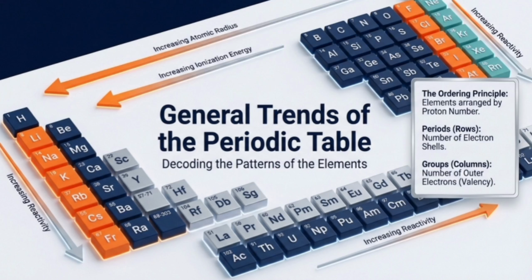You know the periodic table, right? For most of us, it's just this giant chart of elements we were forced to memorize. But what if I told you it's not a list, it's a map? A logical, coded map that, once you get the rules, tells you exactly how every single element is going to behave. Well, today, we are decoding it.